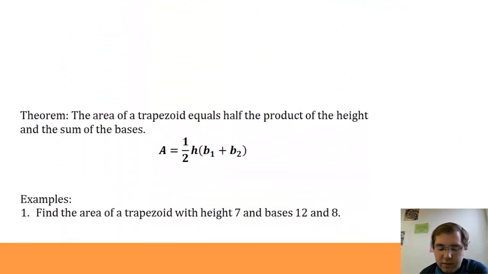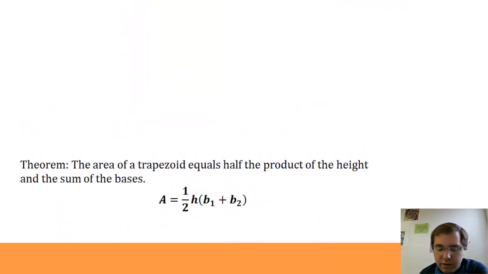And that's what this theorem says. The area of a trapezoid equals half the product of the height and the sum of the bases. Half the product of the height and the two bases added together. We have to add those two together first, then multiply by the height and by 1/2 because of the bases, the sum of the bases in parentheses.